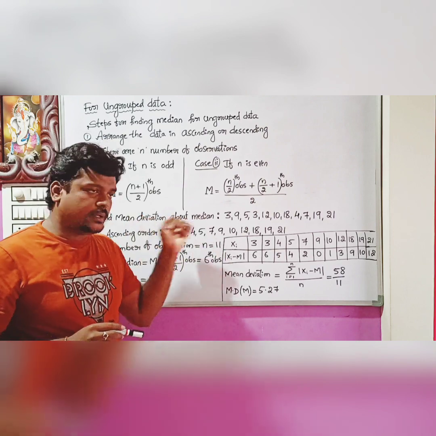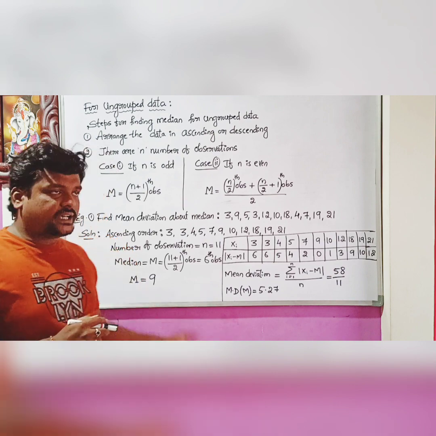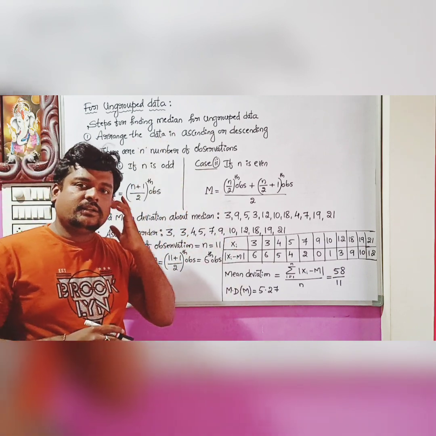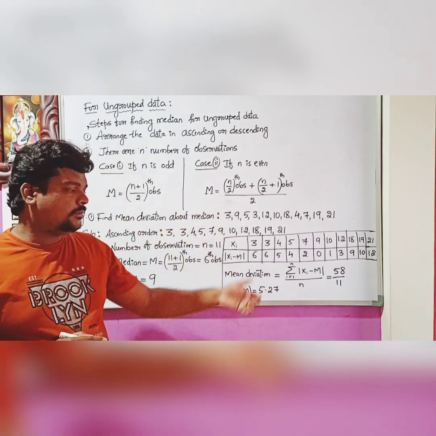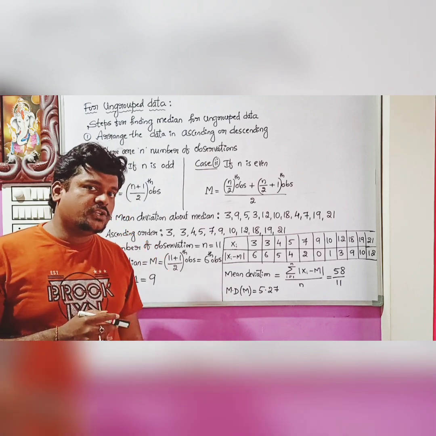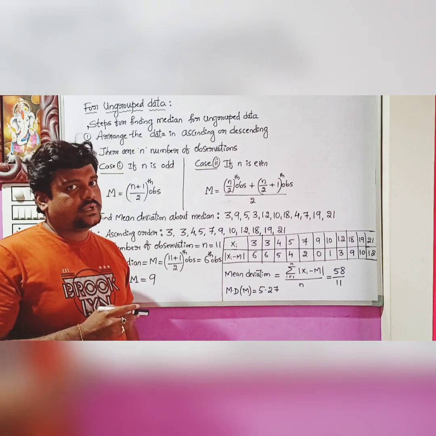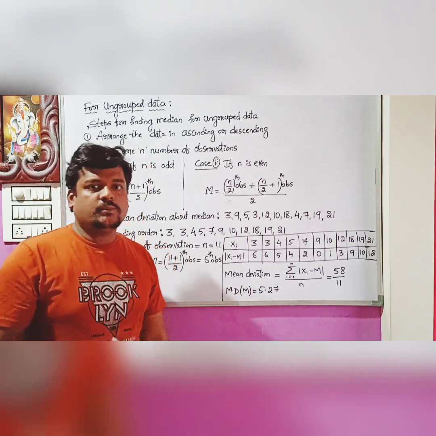Mean deviation about the median means first we have to find the median. How to find the median? I gave you the procedure. After finding the median, we can find the mean deviation by using the formula: the sum of absolute deviations divided by the number of observations. In the last class we discussed this.